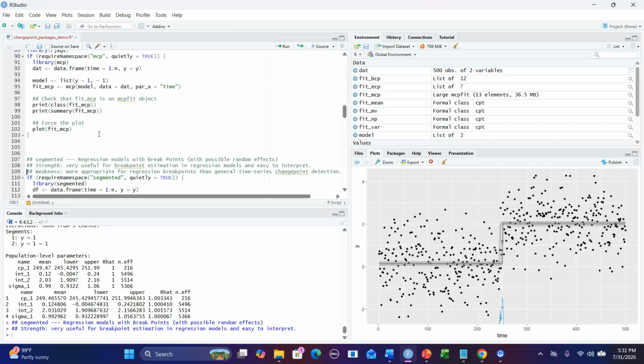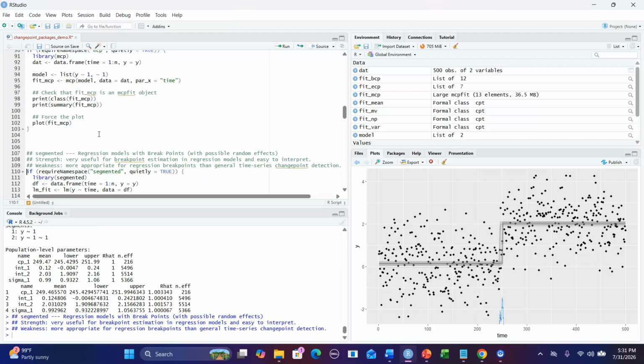There's another regression model with breakpoints with possible random effects. So this is even more general than the MCP because this can include random effects, which means that it can be applied to longitudinal data. Okay. So its strengths: useful for breakpoint estimation in regression models and easy to interpret. Weakness: more appropriate for regression breakpoints than general time series change point detection.